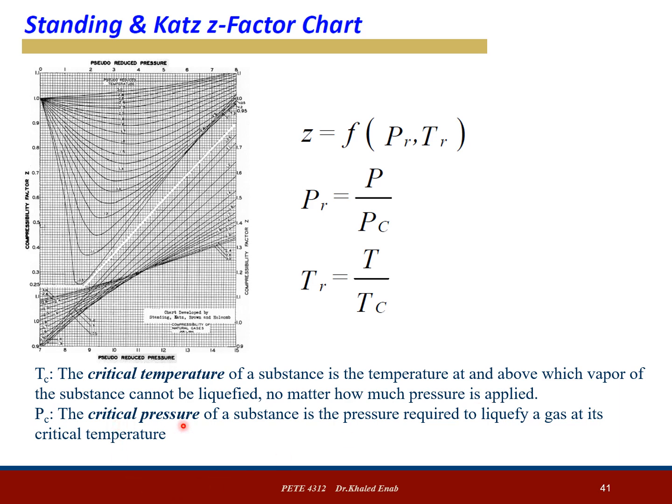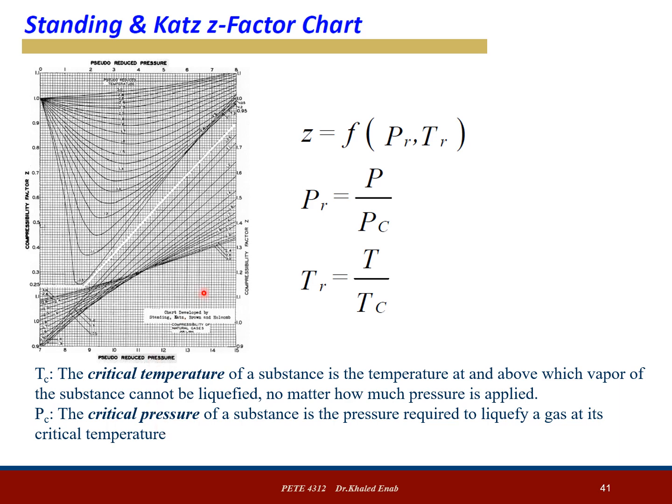The critical pressure of a substance is the pressure required to liquefy a gas at the critical temperature. That's why it's the critical point. It's the pressure where the gas will start converting to liquid if you are increasing the pressure, and if you're decreasing the pressure, it goes from liquid to gas. So those are simply and quickly the definitions of the critical pressure and temperature.